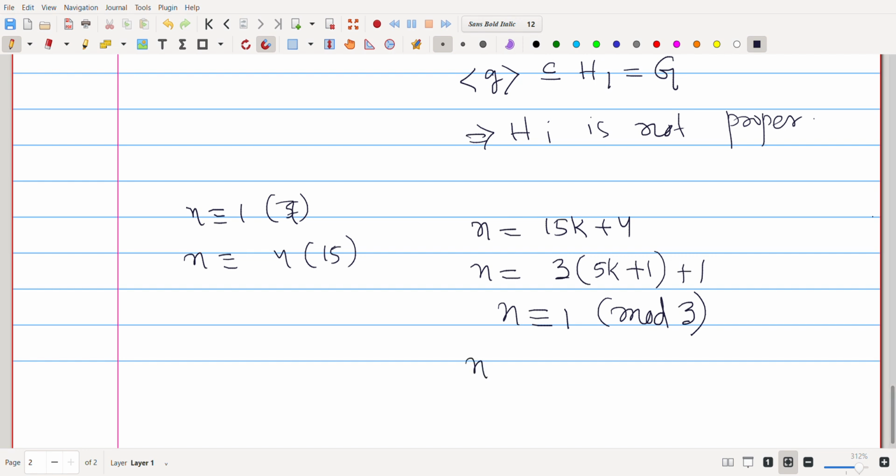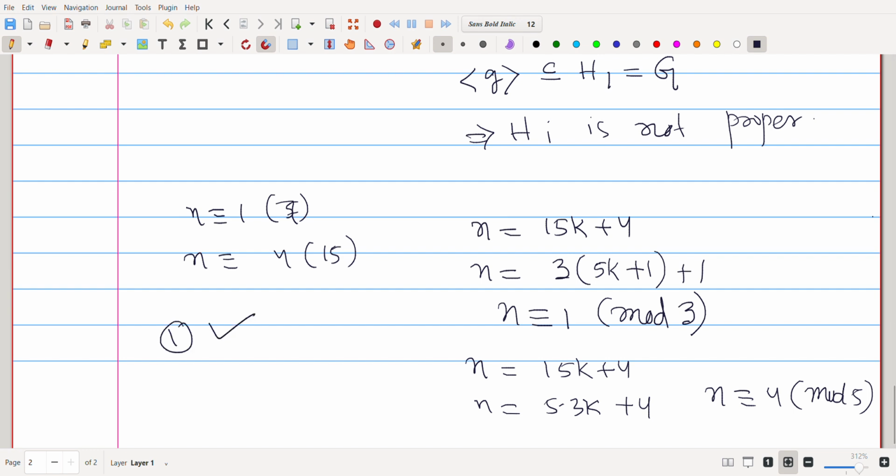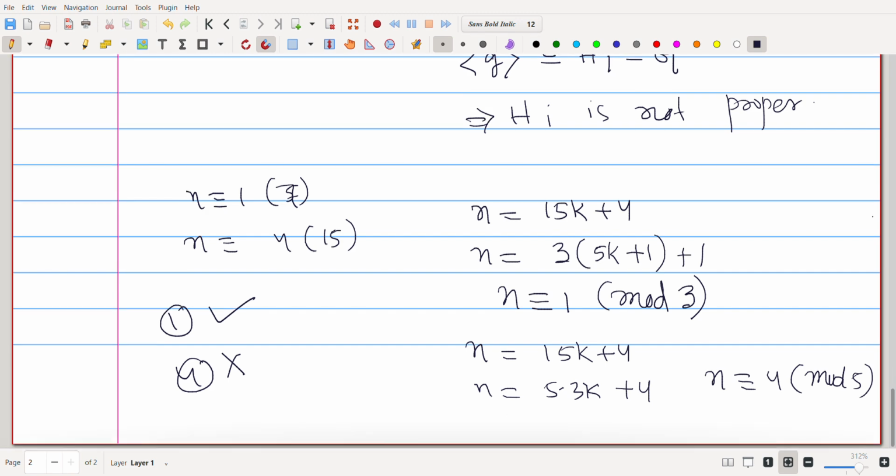And again, n equal to 15k plus 4 means n equal to 5 times 3k plus 4, which means n is congruent to 4 mod 5. Hence option 1 is correct, option 4 wrong.